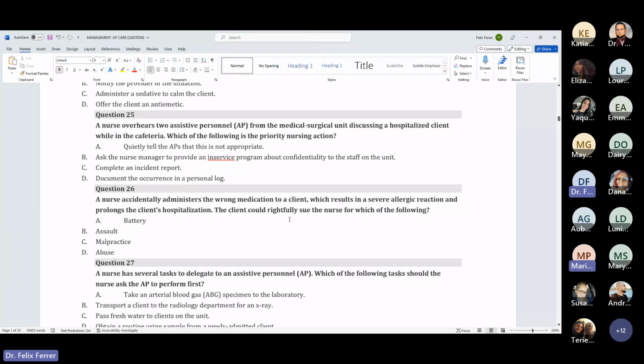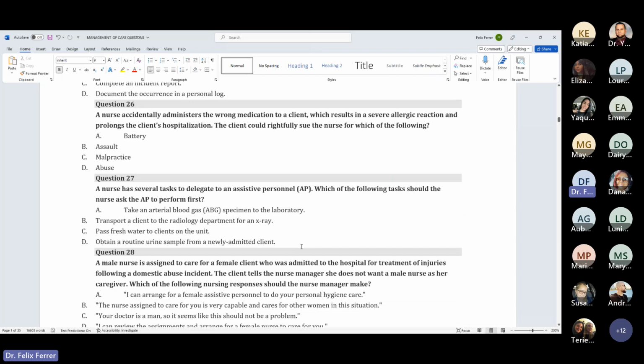25. Next, two assistant personnel from the medical surgical unit are discussing a hospitalized client while in the cafeteria. Which of the following is the priority nurse action? A. Yeah, it's not appropriate. 26. A nurse accidentally administered the wrong medication to a client, which results in a severe allergic reaction and prolongs the client's hospitalization. The client could legally sue the nurse for which of the following? C. Not B, C, malpractice. It's malpractice, really good.